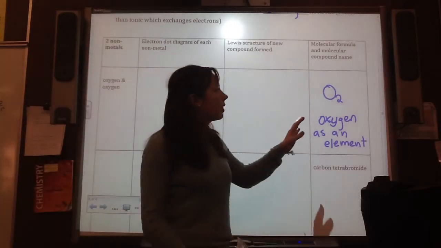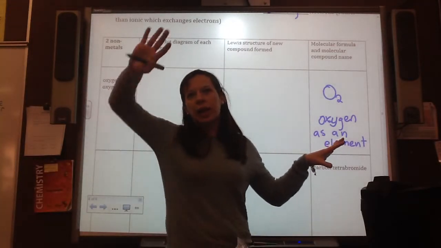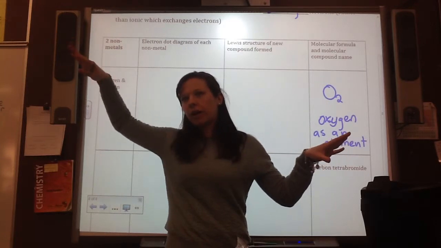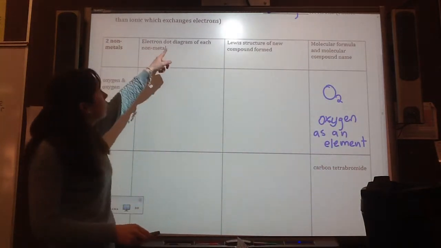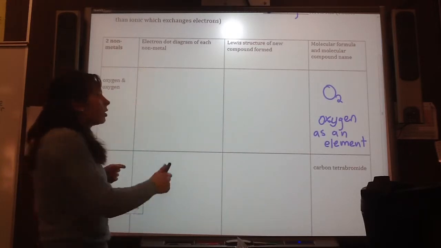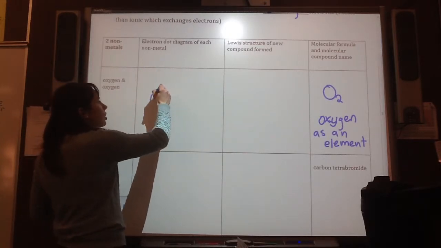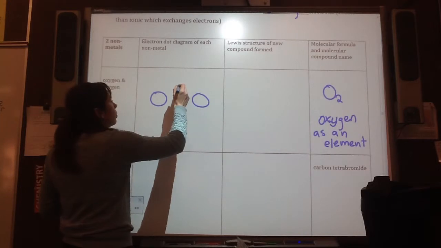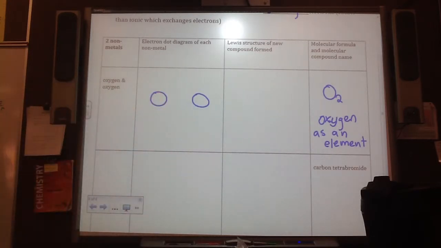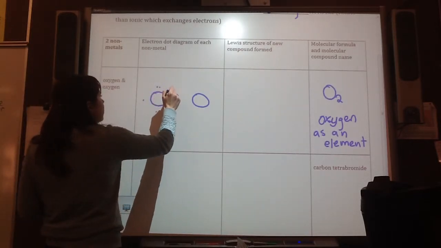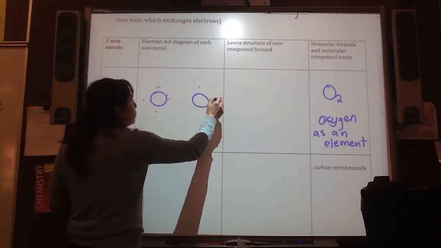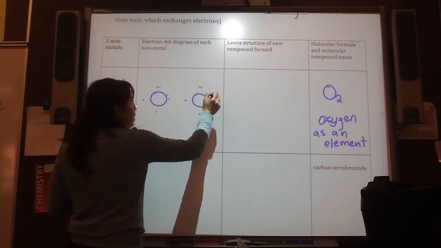Okay, so when we think about oxygen as an element, like as it is floating in the air, it has to be O2. So, this says electron dot diagram of each nonmetal. So we have to draw two oxygens. So there's 1, 2. They're in group 16. Do I draw 16 electrons? 6. Okay, so 1, 2, 3, 4, 5, 6. 1, 2, 3, 4, 5, 6.